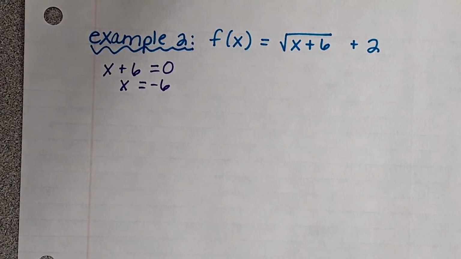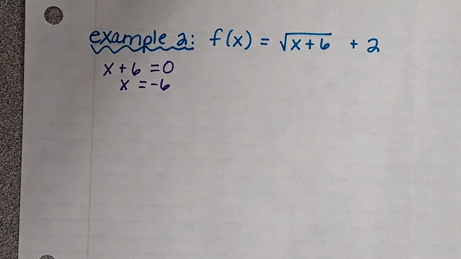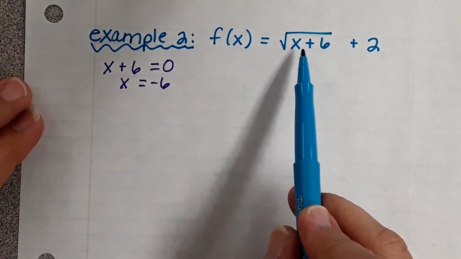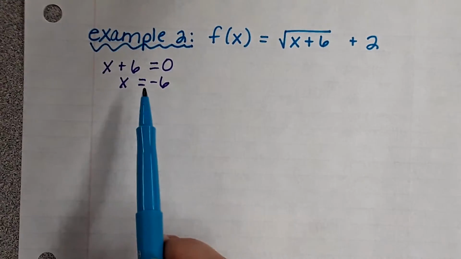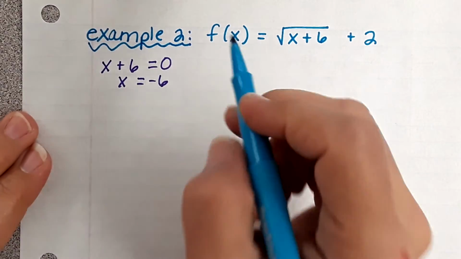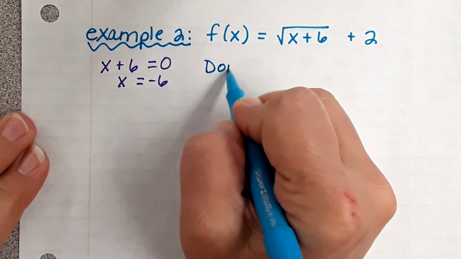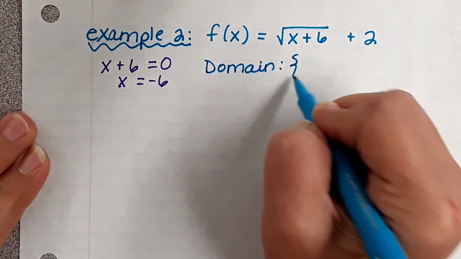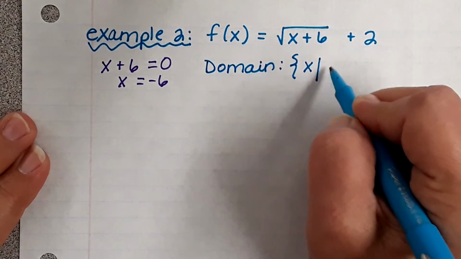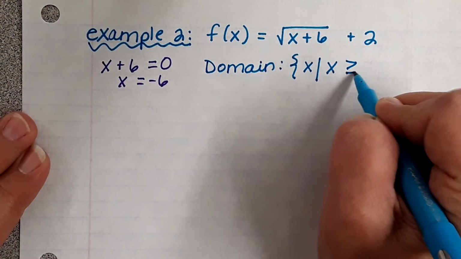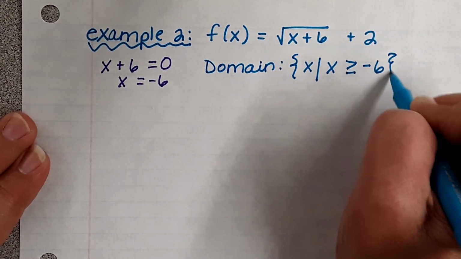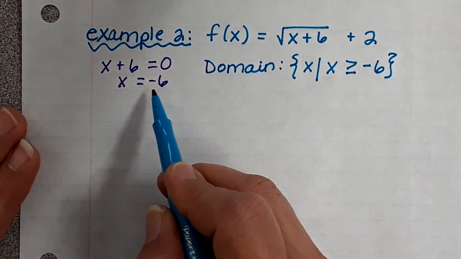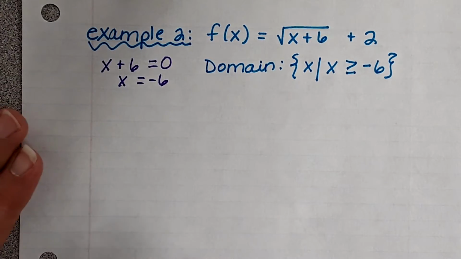Okay, so x equals negative 6 because I just set what's underneath the radical to 0. So that means my domain is x such that x is greater than or equal to negative 6. How I got that negative 6 is because of this. It's always greater than no matter what.